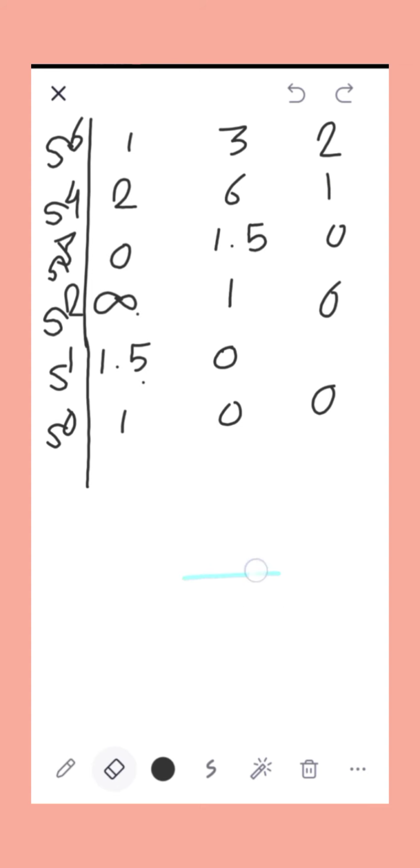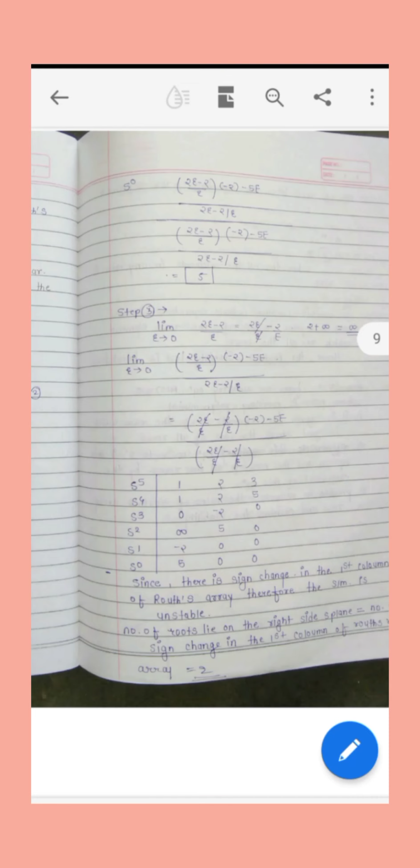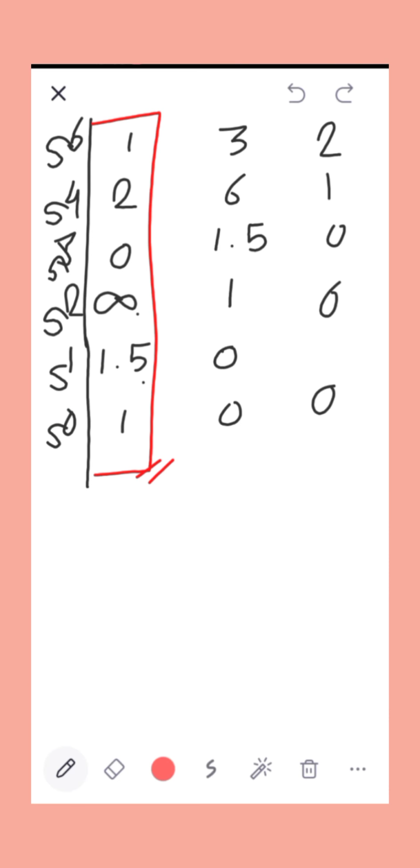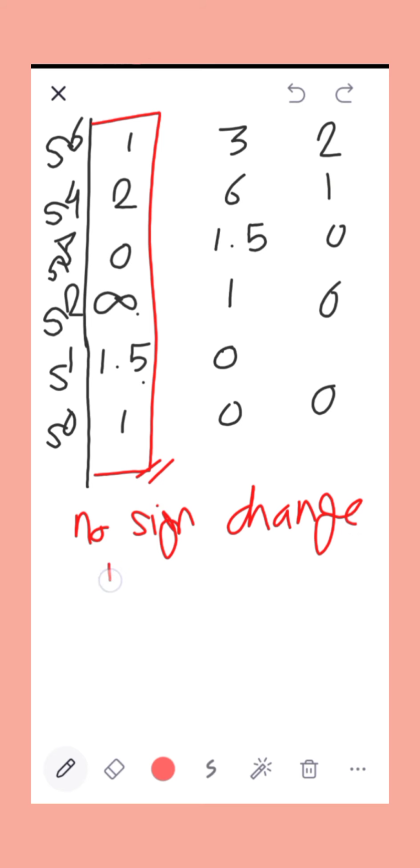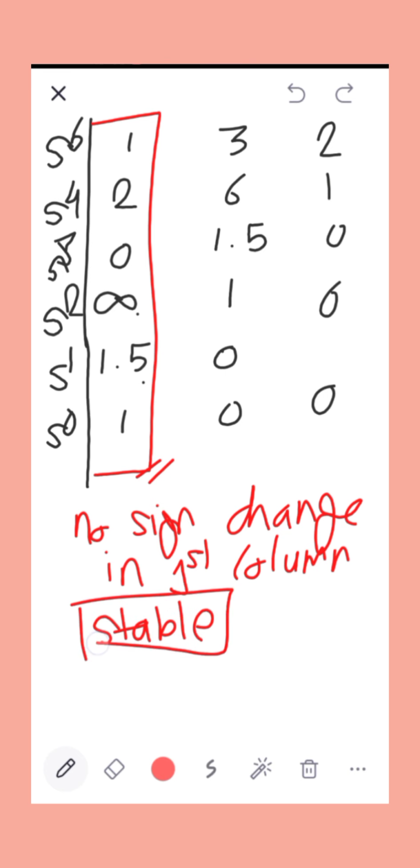And now you have to check the stability condition. The condition is that there should not be any sign change in the first column of Routh's array. Is there any sign change? Since there is no sign change in the first column of Routh's array, the system is stable. Write down all these sentences.